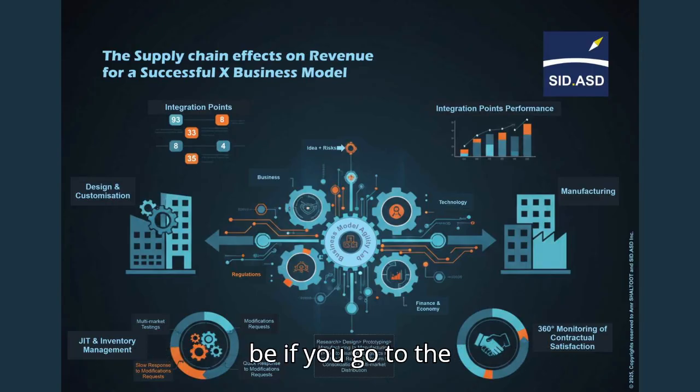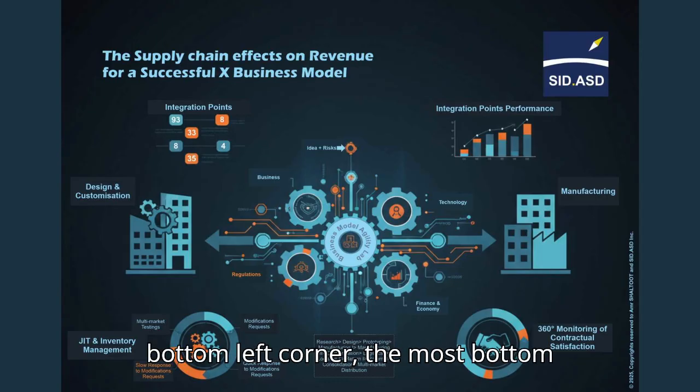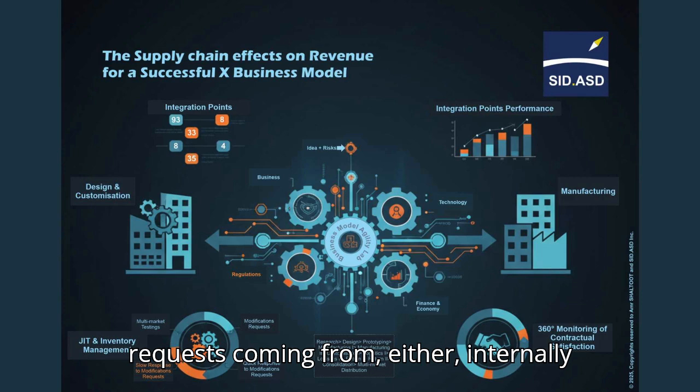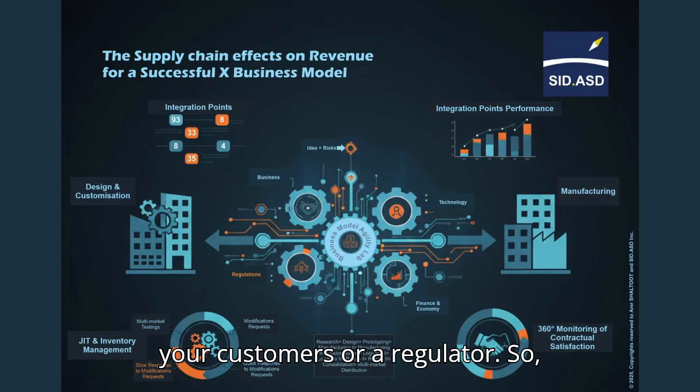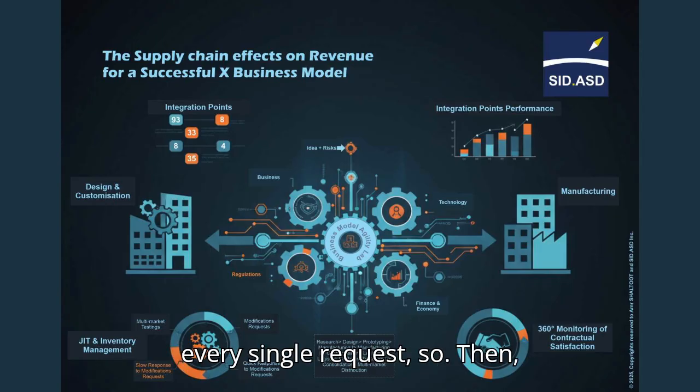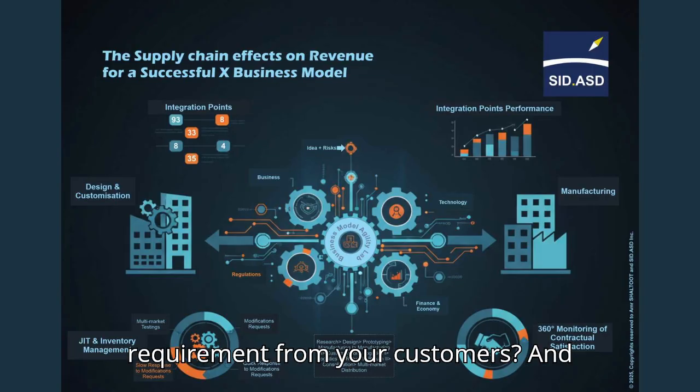This must be, if you go to the most bottom left corner, you can see here how you respond to requests coming either internally from your employees or externally from your customers or a regulator. So you can see here the modification requests. Of course, the verified ones, you're not going to respond to every single request. So then what is your quick response compared to a slow response to a legal requirement or a requirement from your customers?